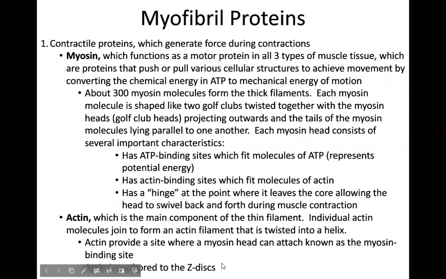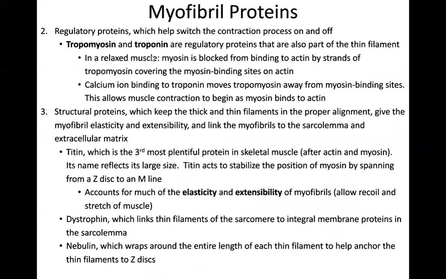Actin, as I said earlier, is anchored to the Z discs. The other two components of the thin filament are the regulatory proteins tropomyosin and troponin, which help turn on and off the contraction process. And this is where calcium comes into play that I mentioned earlier.